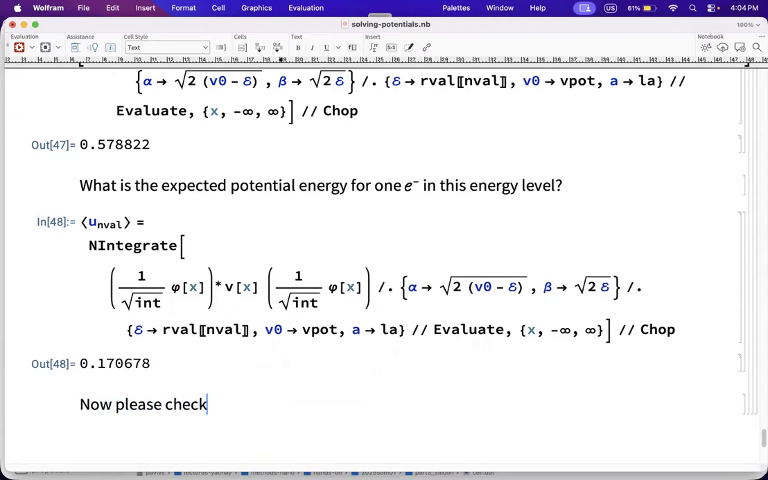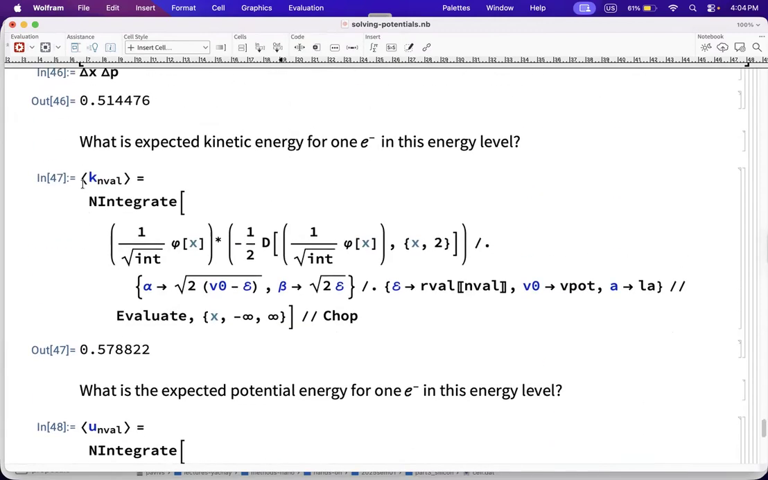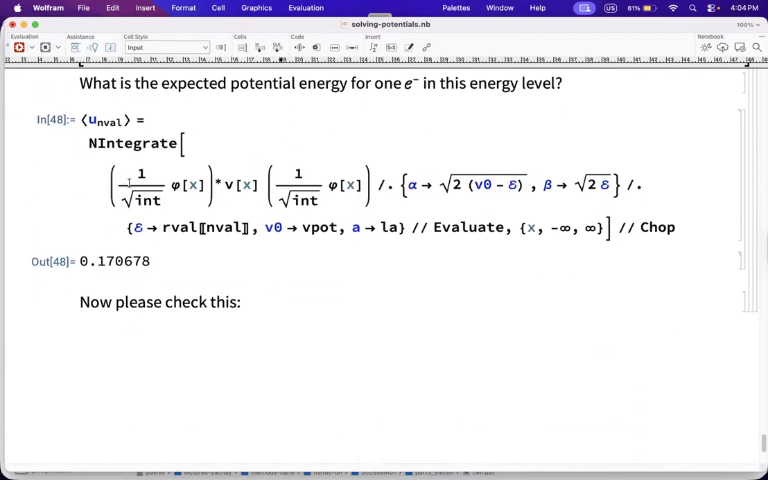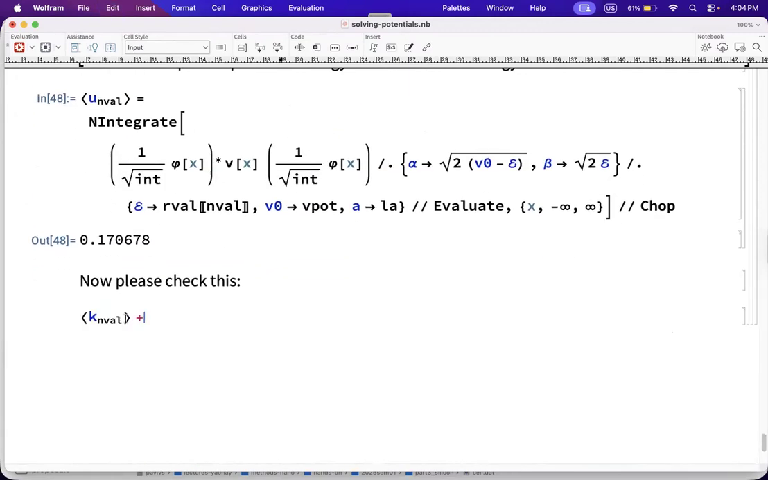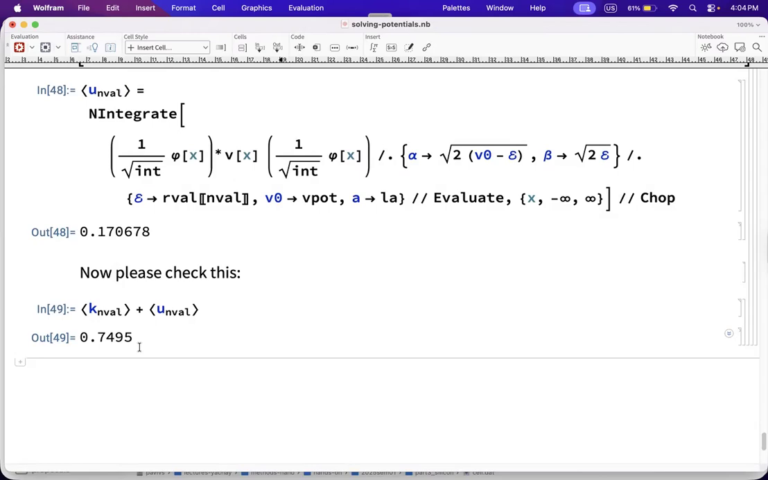Please check this. So what is U val? Look, I'm going to copy this, K val plus. If I add these two, I have to have exactly the total energy in my system. Look at this, this is the total energy, it has to be exactly this, right?